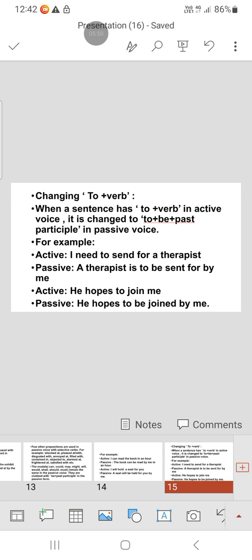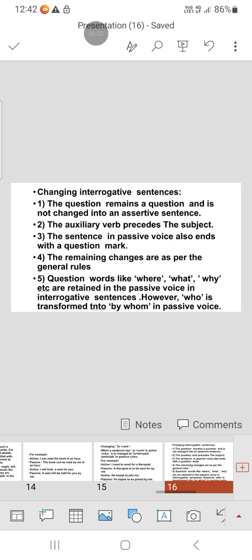For example, active voice, I need to send for a therapist. Passive, a therapist is to be sent for by me. Active, he hopes to join me. Passive, he hopes to be joined by me.